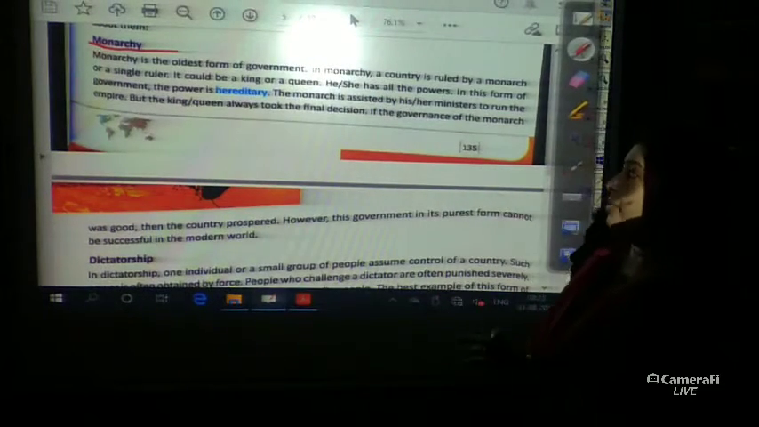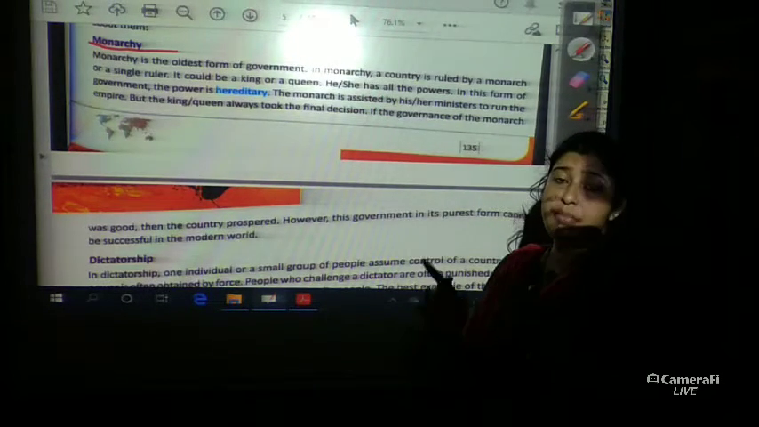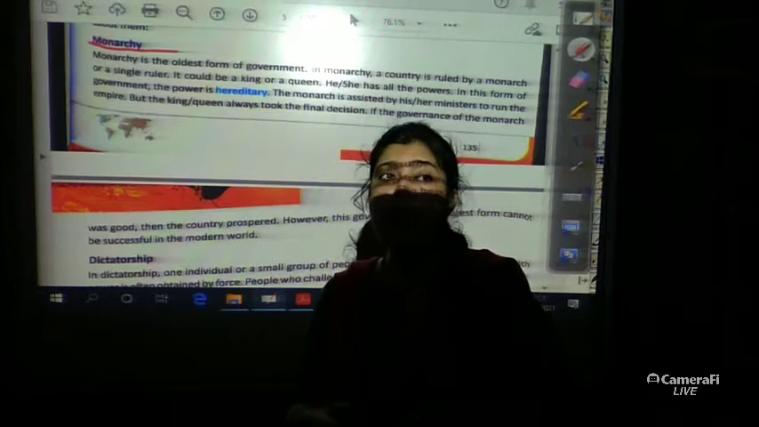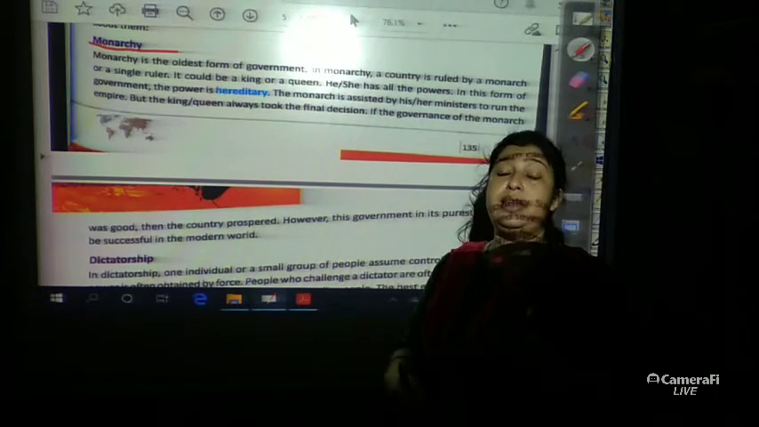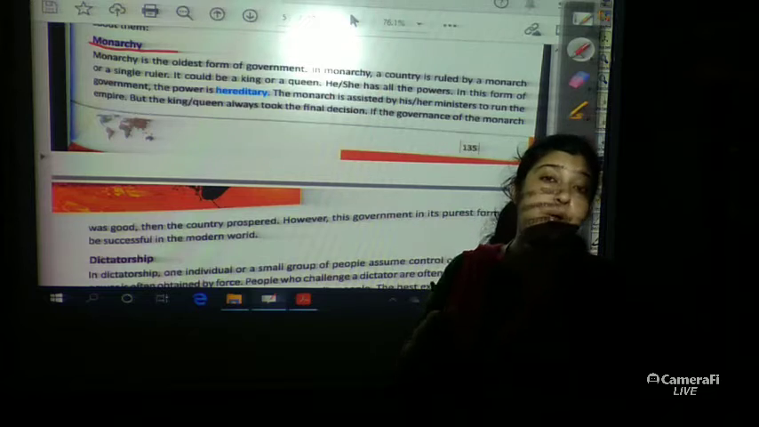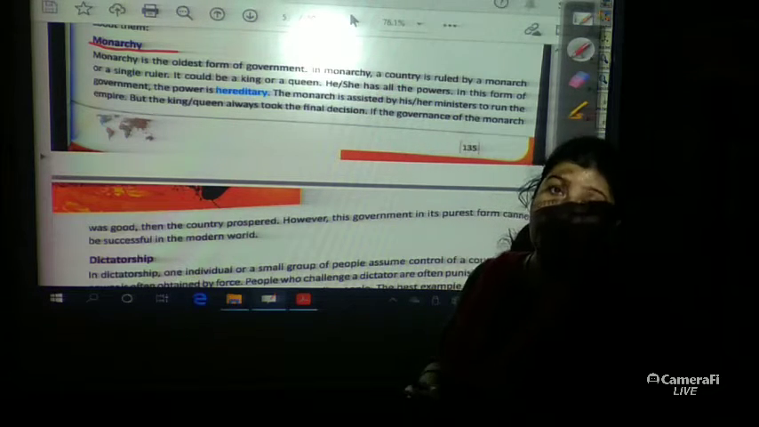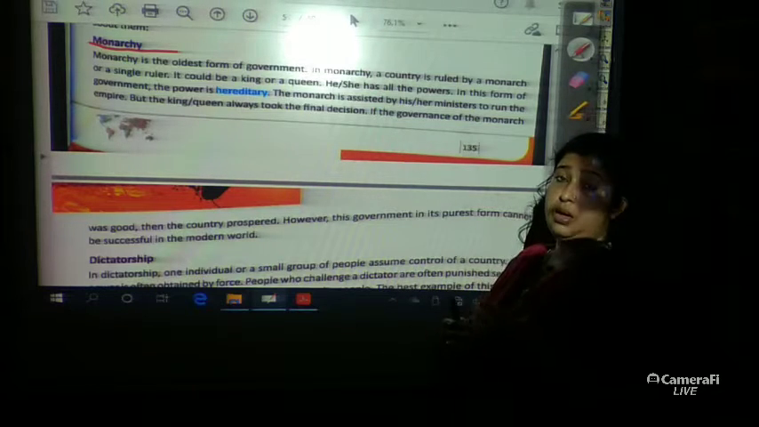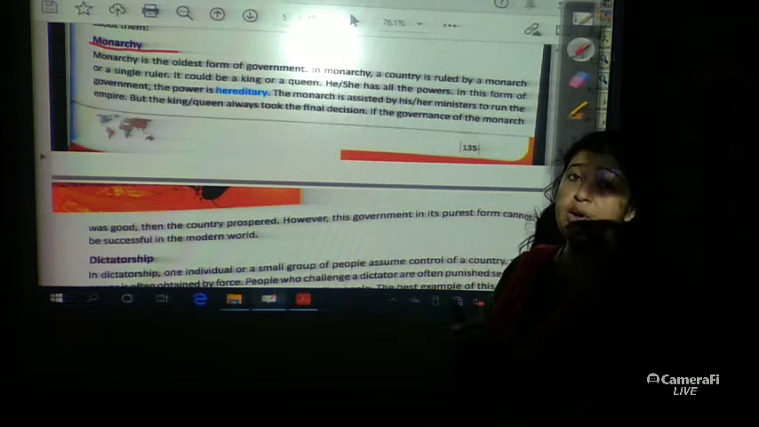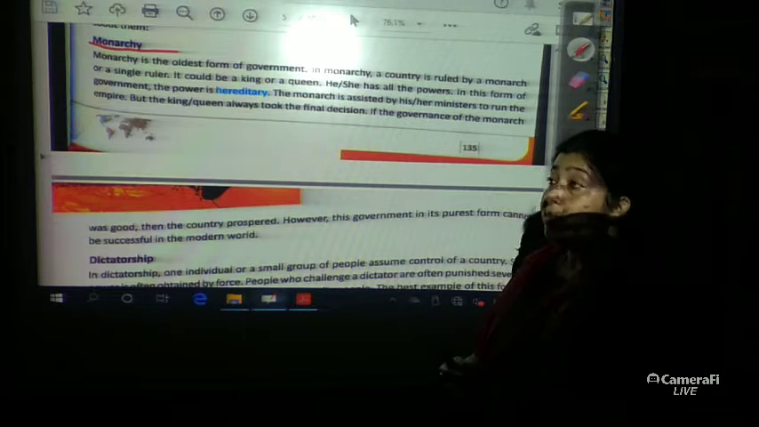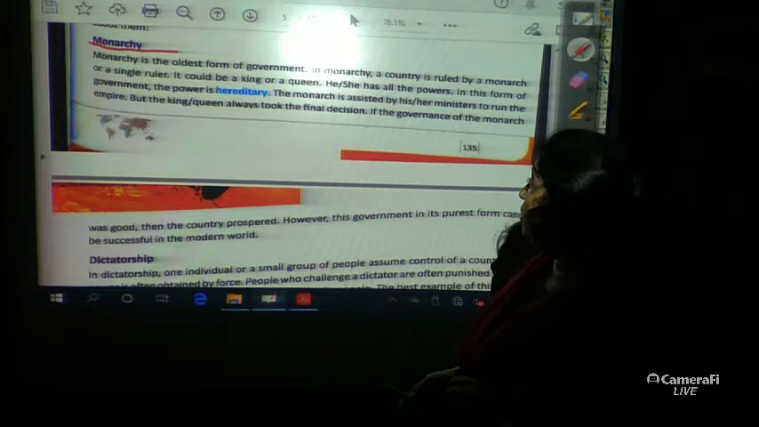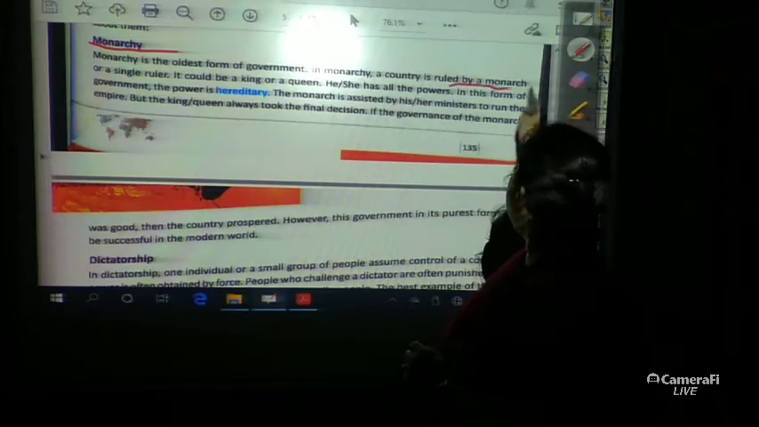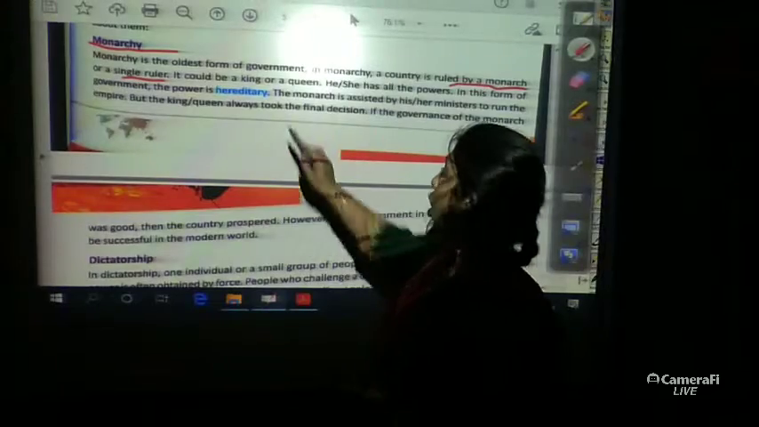Now the monarchy. Monarchy is the oldest form of government. There was a time when kings and queens ruled the country, they ruled the kingdom, they ruled their city. When the king or queen looked after and ruled the country, that is actually the monarchy government. So in a monarchy, a country is ruled by a monarch or a single ruler. It could be a king or queen.